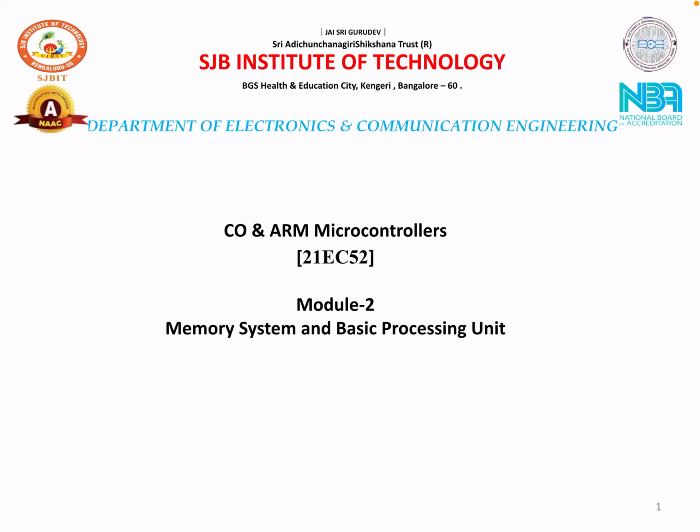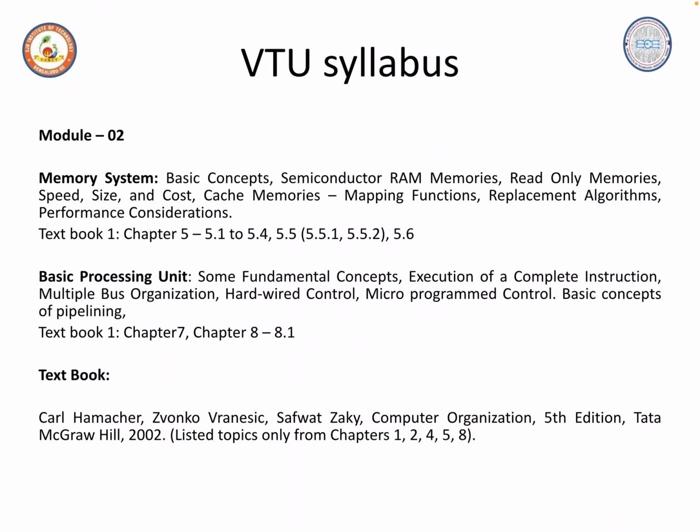PC SJBIT. Today we will be discussing module 2, the memory system and basic processing unit, in the subject named COARM, which is for 5th semester, 21AC52. Under this subject, according to VTU, it has two parts. The first part covers the memory system, and the second part covers the basic processing units.